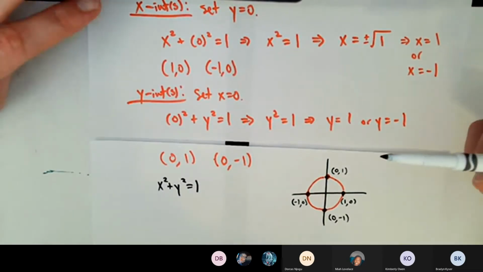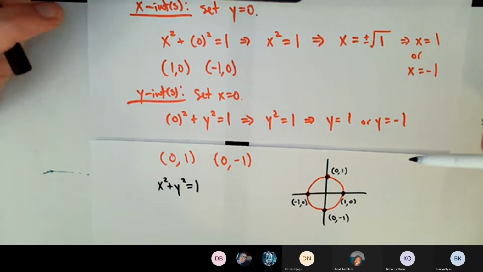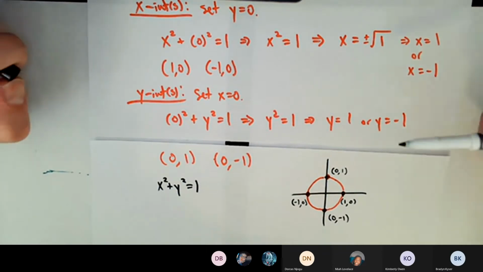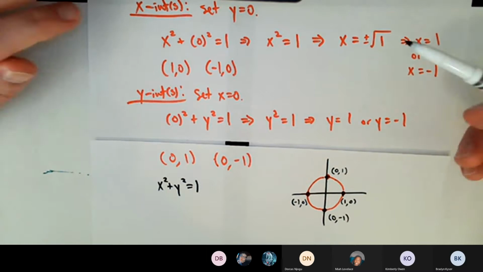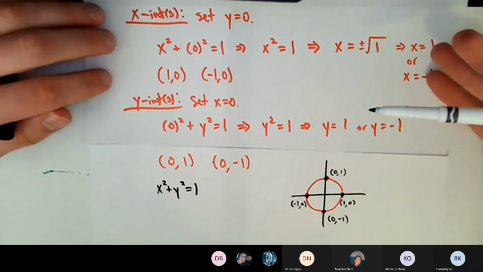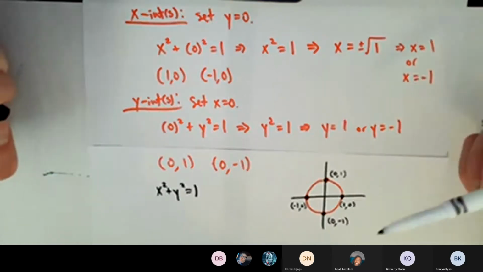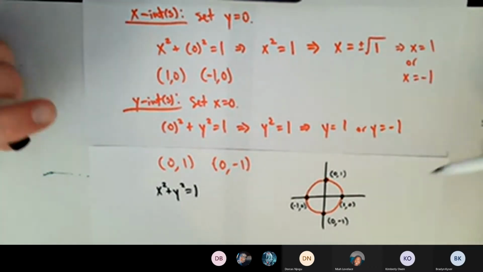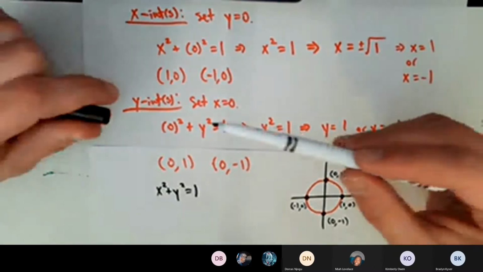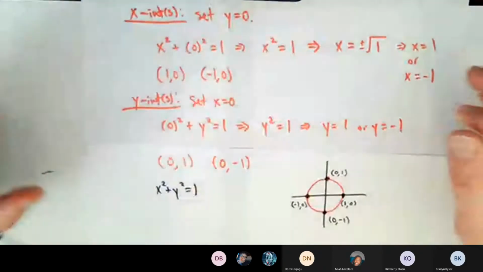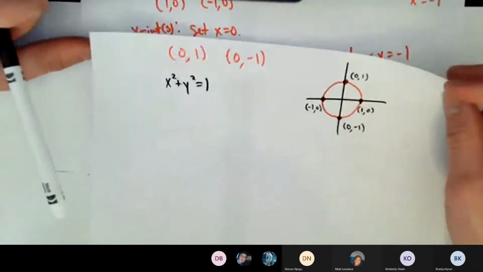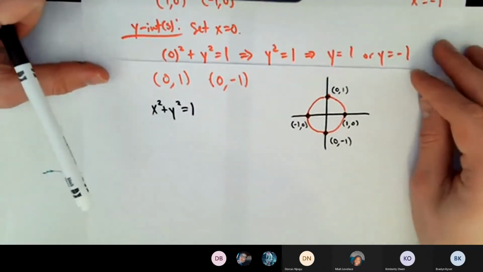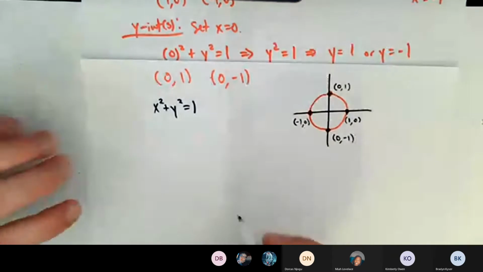Really, the best thing to do with circles is to just know that it's a circle, and then possibly find its xy intercepts, and also maybe find its radius and center. That would be a nice way to define the shape of a circle, which we are going to do. But first, a little bit more practice finding x and y intercepts.